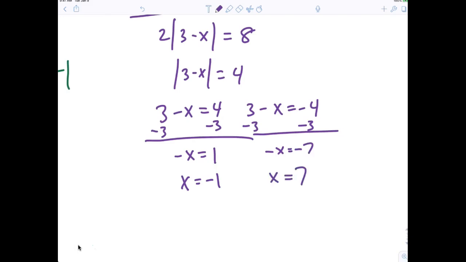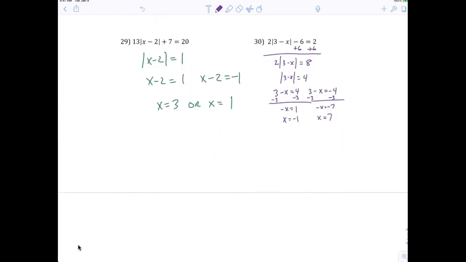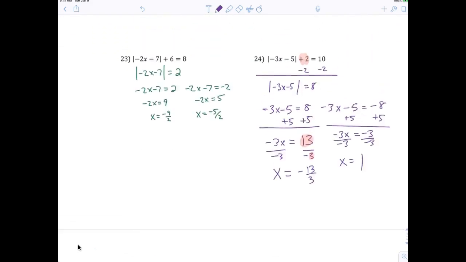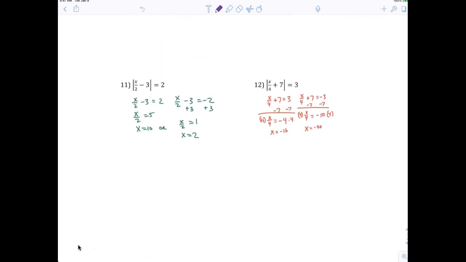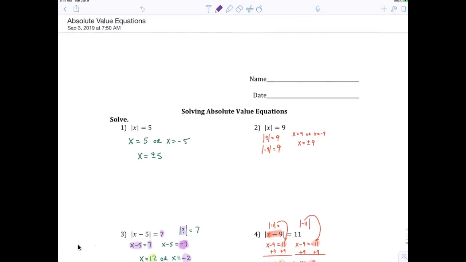Guys, it's not that hard. It's really not that hard. Now, your job is to knock out the odds. All right? And I will post them so you can double check your work.